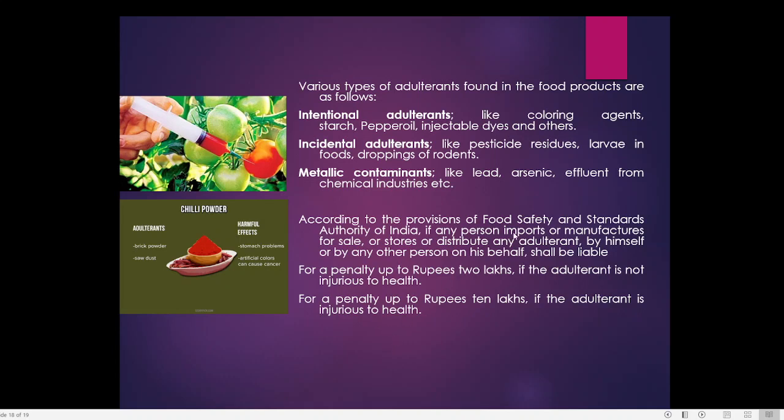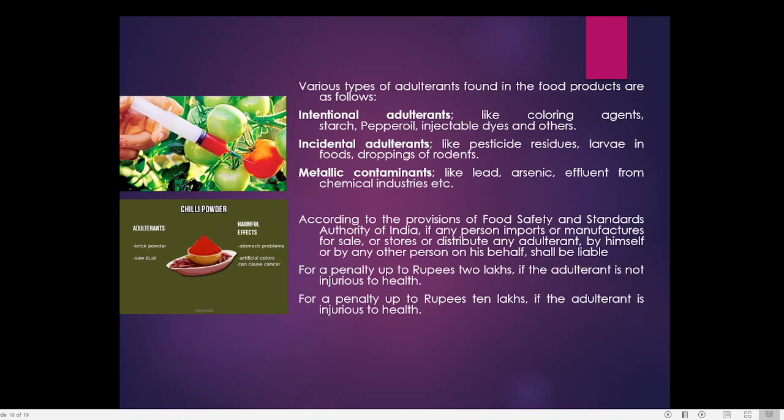According to the provisions of the Food Safety and Standards Authority of India, if any person imports, or manufactures for sale, or stores or distributes any adulterant, by himself or through another, he shall be liable for a penalty of rupees 2 lakhs if the adulterant is not injurious to health. On the other hand, the penalty will be 10 lakhs if the adulterant is injurious to health. These are the provisions given by Indian law against food adulteration.